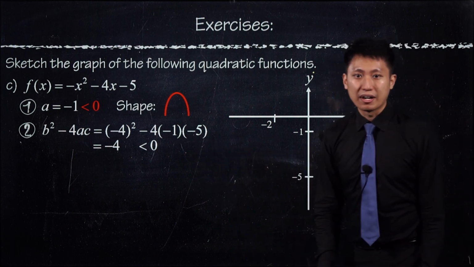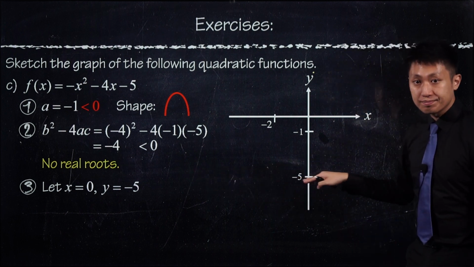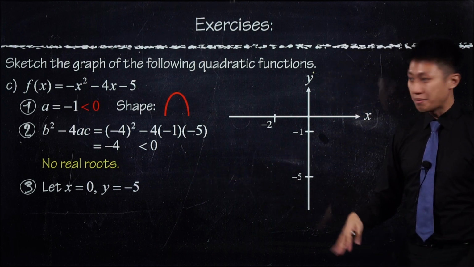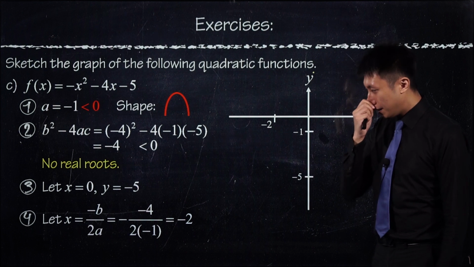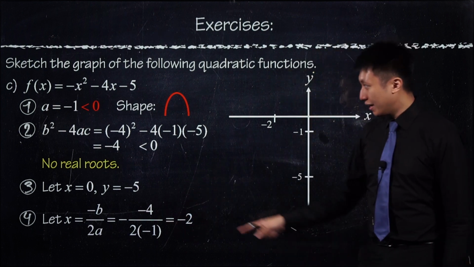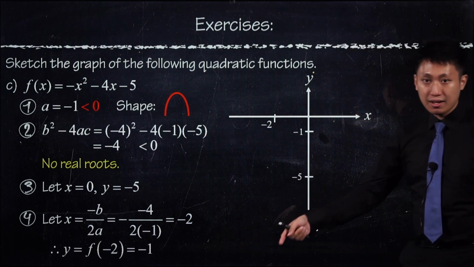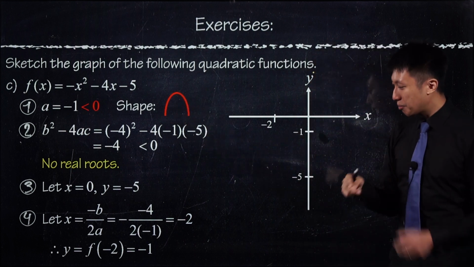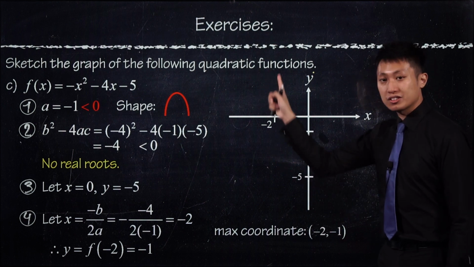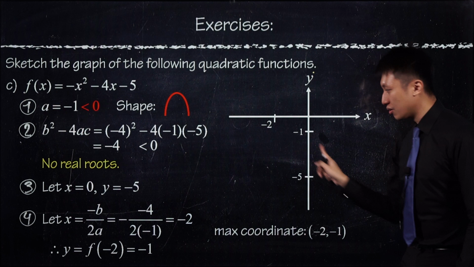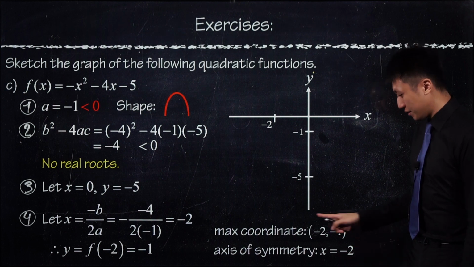So we need more information about this one. So you find the y-intercept, which is -5, so it's here. I know it crosses somewhere here, but it won't cross the x-axis. Then x is equal to -2. Then I substitute it into here. I get y equal -1. So this is my max point. Maximum point is (-2, -1). You see, (-2, -1) is here. So it won't cross to the top. So it will be below. So axis of symmetry, you know, it's just x equals -2, the x coordinate.